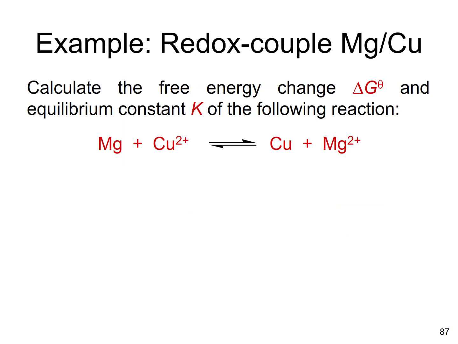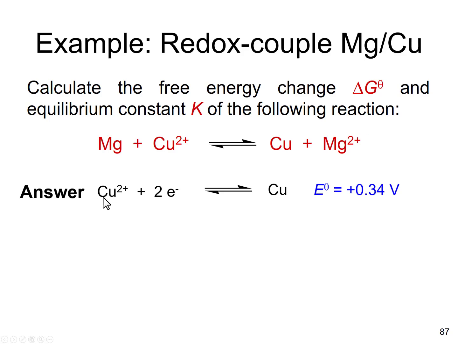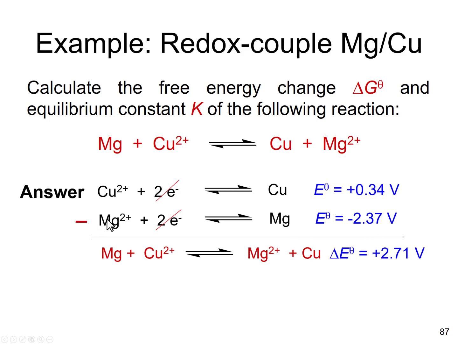Let's look at an example of the redox couple involving magnesium and copper. So you should calculate the free energy change, delta G, and the equilibrium constant K for the following reaction. Magnesium reacts with copper 2+ to form copper as an element and magnesium 2+. Now you can look up in the previous table that this particular redox potential has a value of 0.34 volts. The respective magnesium value is minus 2.37 volts. And so you can calculate the EMF or delta E by doing a subtraction of the second equation, which has a more negative value, from the first equation.